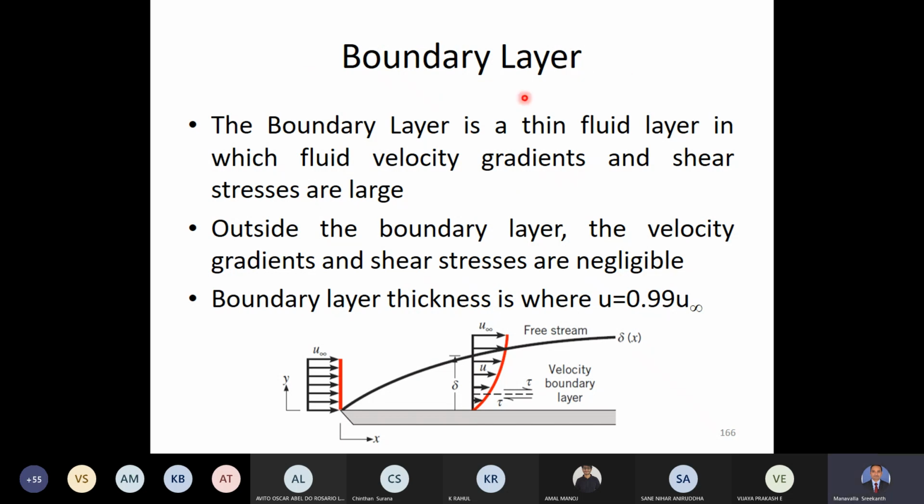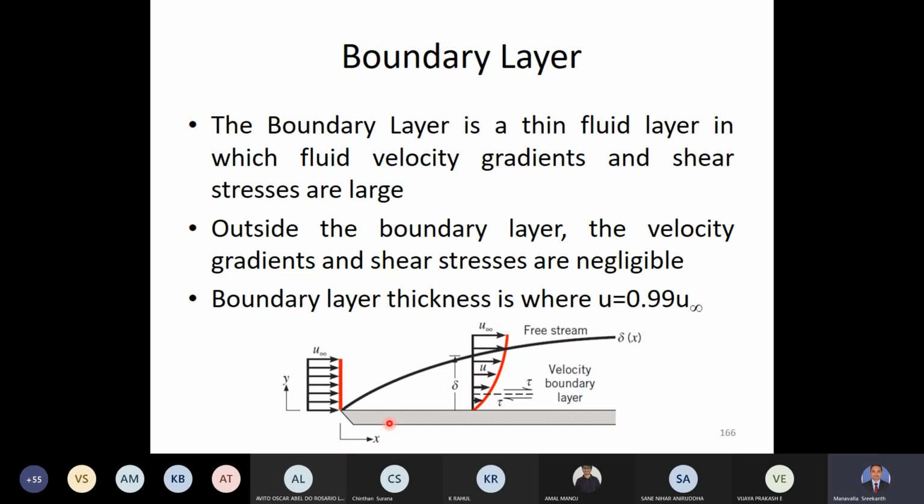We have come across this word boundary layer in fluid mechanics. The boundary layer is a thin layer in which fluid velocity gradients and the shear stresses are large. So you see here, it's basically a thin fluid layer in the order of microns or millimeters. So it's a very thin layer, and inside that layer there will be certain velocity gradients, and these velocity gradients will bring about shear stresses. Okay, so outside the boundary layer, the velocity gradients and shear stresses are negligible.